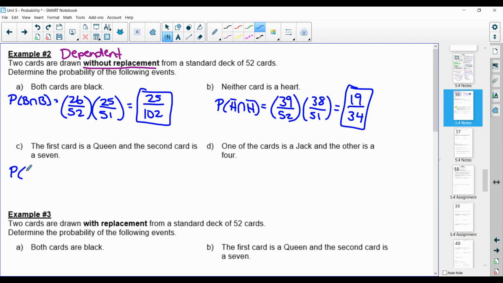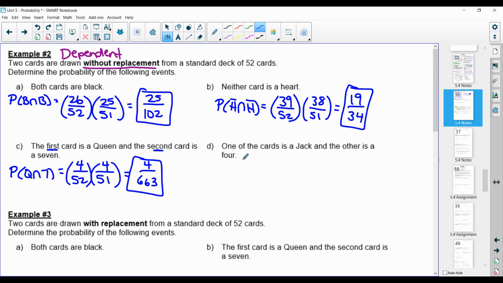All right, the next question says the first card is a queen and the second card is a 7. So the probability of a queen and a 7. And notice it's very specific, first card, second card. So probability of queen, there are 4 queens in the deck out of 52. And there are 4 7s. However, we've already taken a card out and not put it back. So we have 51 cards in the deck. So that leaves us with 4 out of 663.